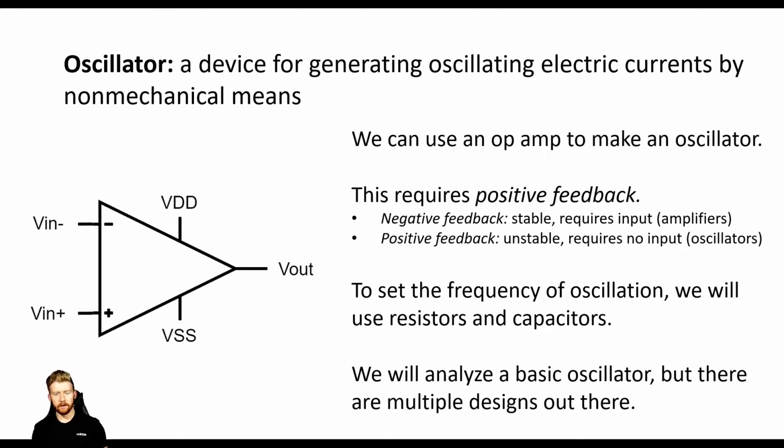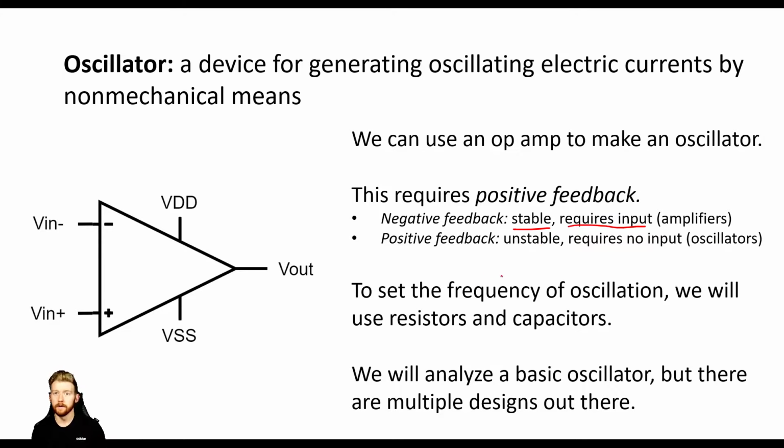So oscillators are actually going to require positive feedback. So if you remember, for amplifiers, we needed negative feedback, and that kept the output stable, made sure that if there was no input, then there would be no output. So negative feedback makes our designs stable and makes them require input. So that's going to be really good for an amplifier.